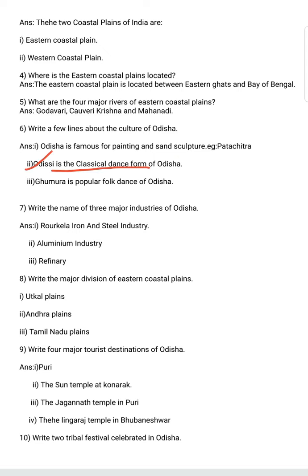Odissi is the classical dance form of Orissa. Just like the classical dance form of Assam is Satriya, what is the classical dance form of Orissa? Odissi. Yes, so this is important. You may be asked a short question: what is the name of the classical dance form of Orissa? Odissi. Remember the spelling, you will write it two times. Next.